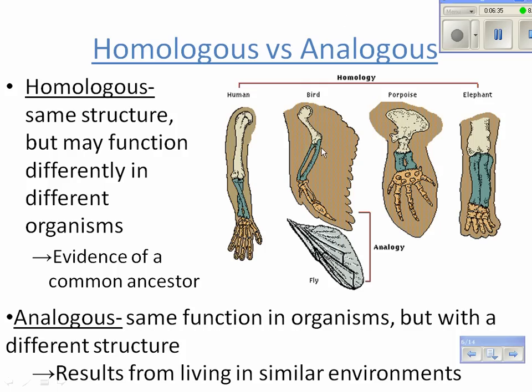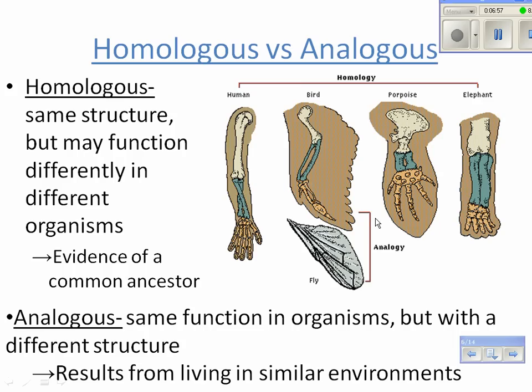An analogous structure is something like the wing of a bird and the wing of a fly. Now, they don't look anything alike, but they both allow the organism to fly. So this is the same function, but a different structure.